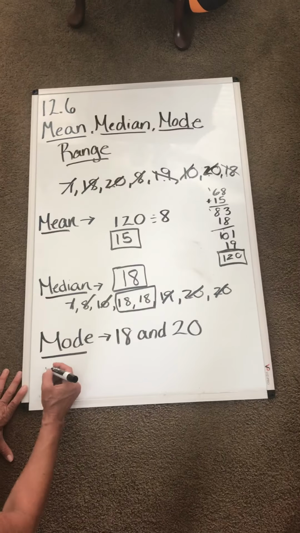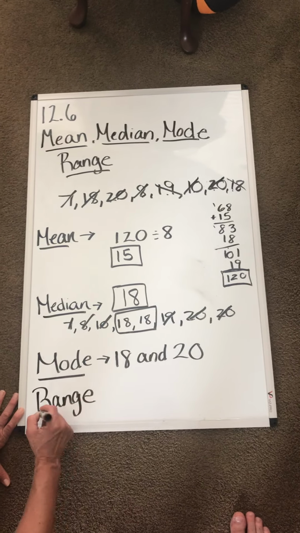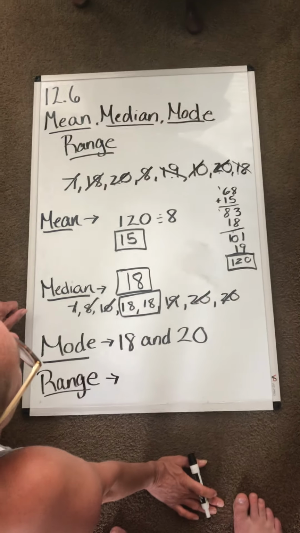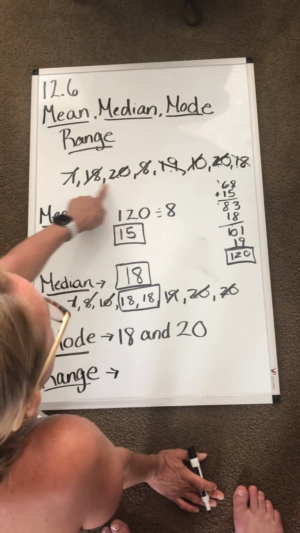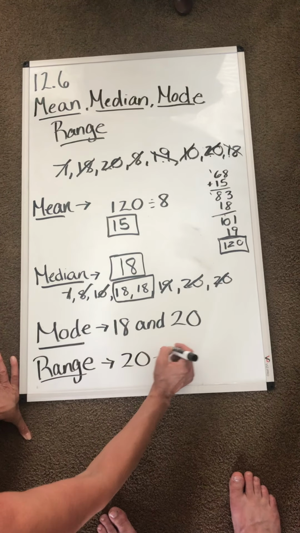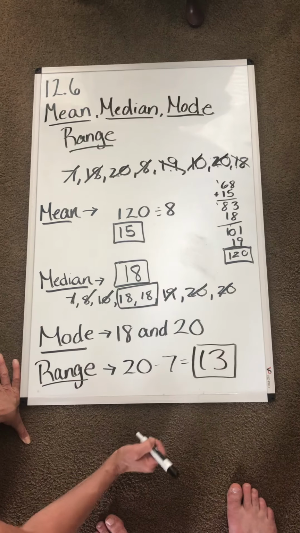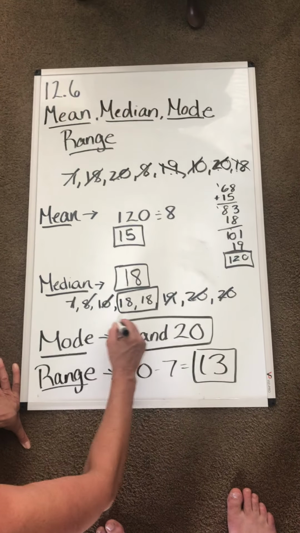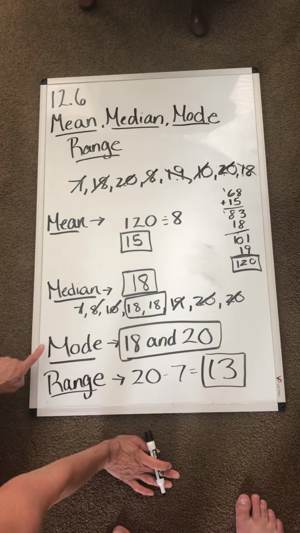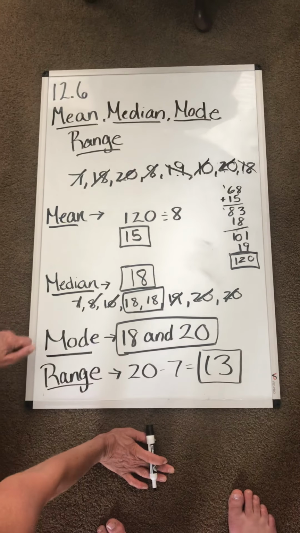Okay? And then finally, your range, you're taking the largest number in the set, which is 20, and you are taking the smallest number in the set, which is 7, and you are finding the difference. 20 minus 7 equals 13. So your range is 13. So that is a good example of finding mean, median, mode, and range for this set of numbers.